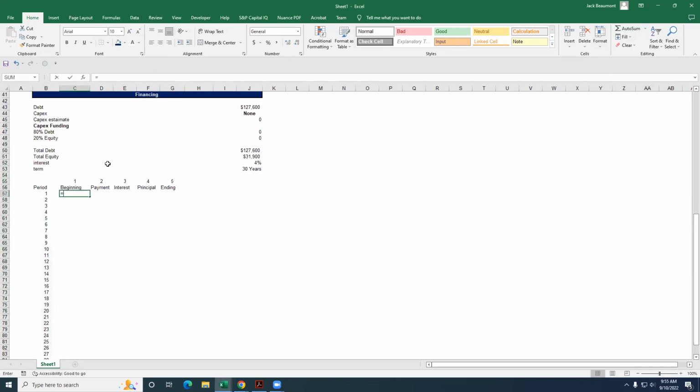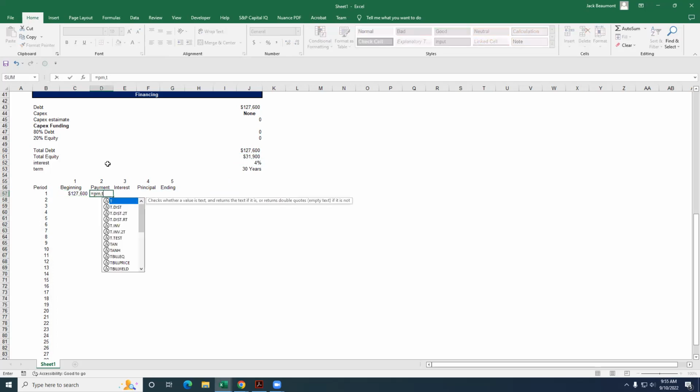Okay, so our beginning balance is going to equal the amount of debt. The payment is going to equal PMT, the rate. This is monthly. We're going to divide that by 12, but we don't need to do that here because it's already on an annual basis. We did the number of years. Present value, I put a negative because that's going to be cash.